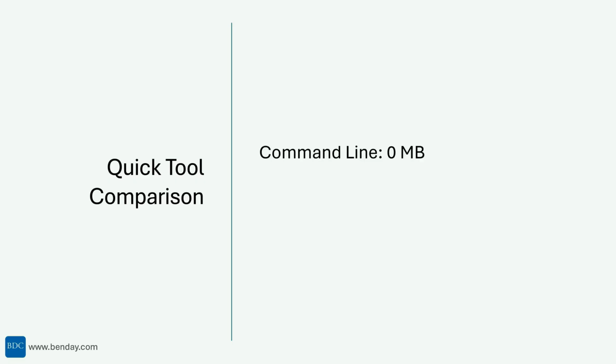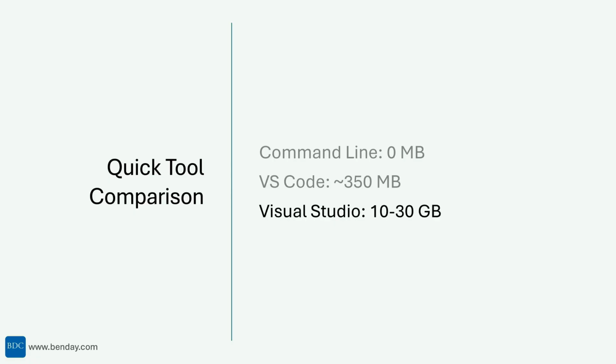Command line tools come with the SDK. No extra download. Available immediately after SDK install. VS Code is about 350 MB, including the C# extension. Downloads in a couple minutes on decent internet. Visual Studio can be 10 to 30 gigabytes depending on what you install. That's why we're starting lighter.